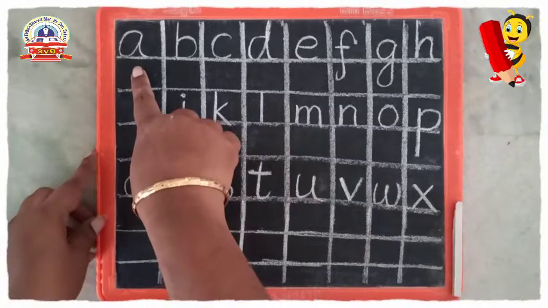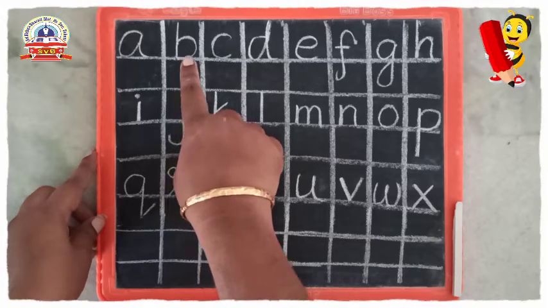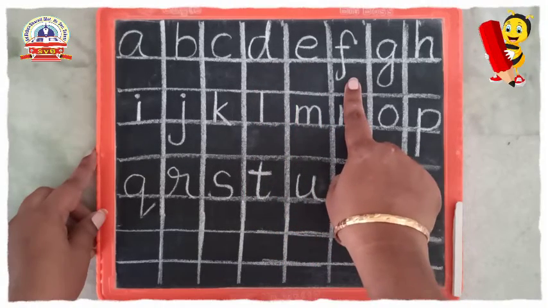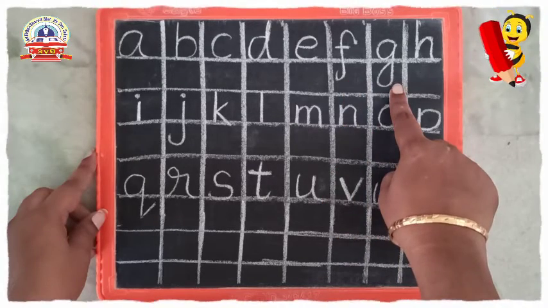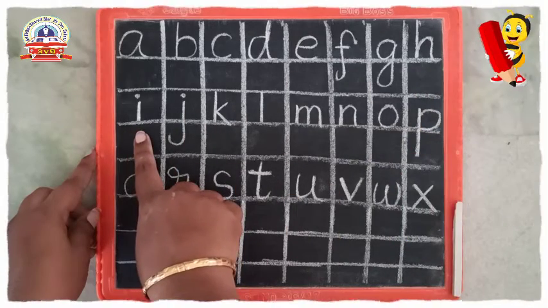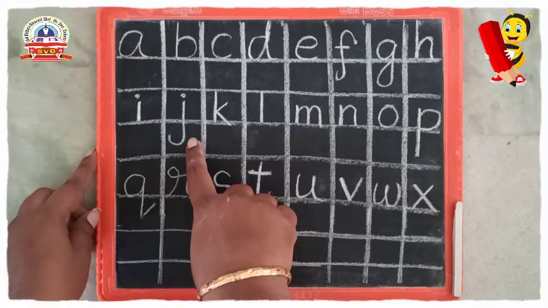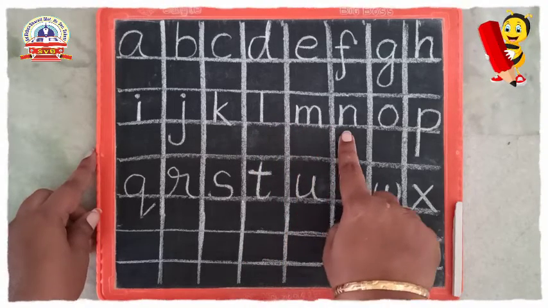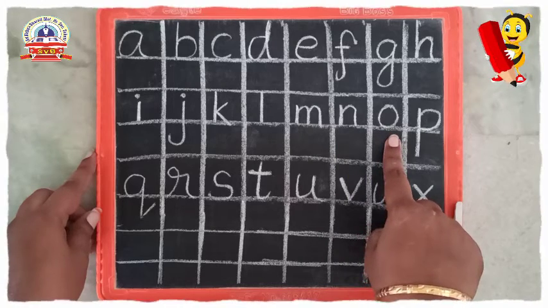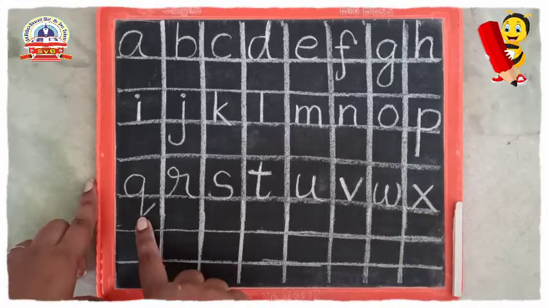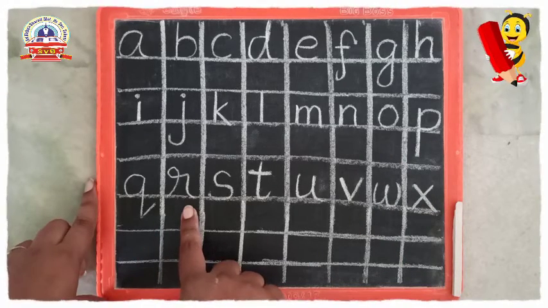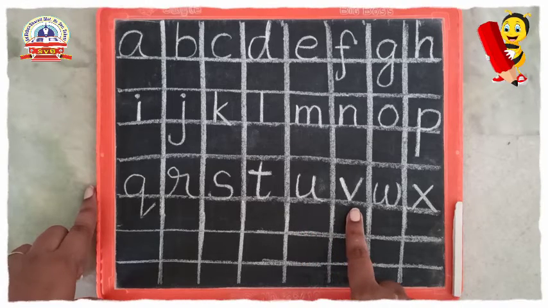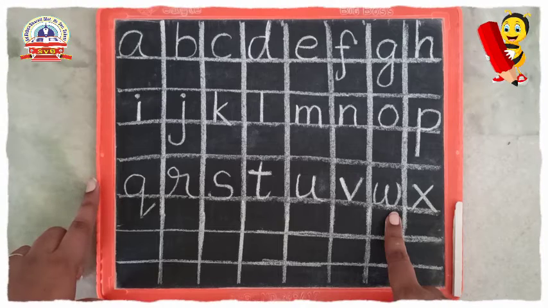Say with me. A, ib, ik, ig, ye, if, ig, ha, e, ij, ik, il, im, ing, o, ip, qua, is, it, a, iv, x.